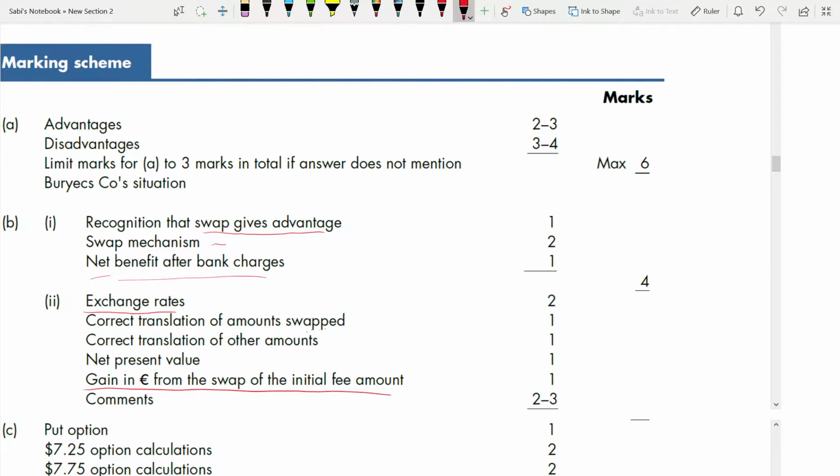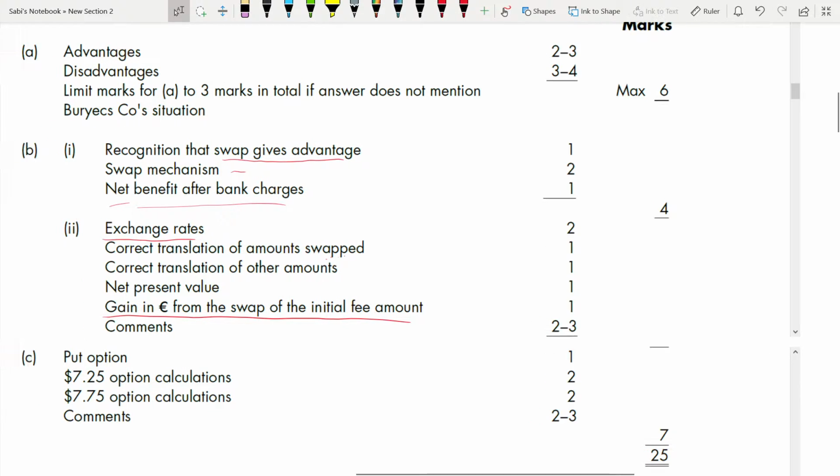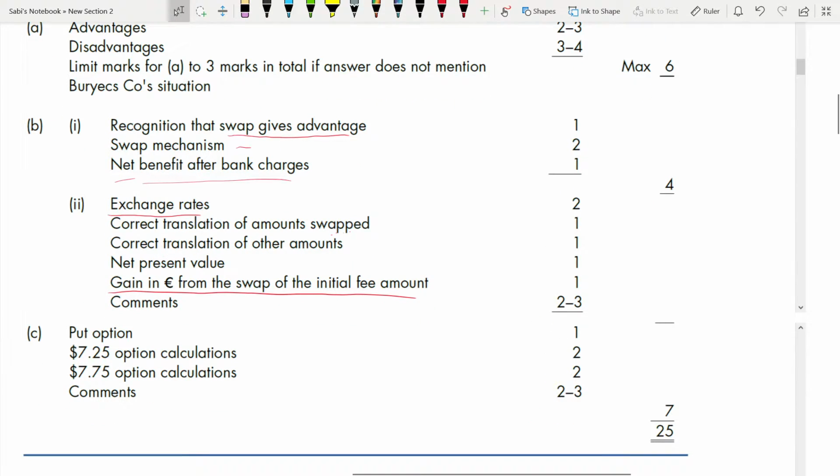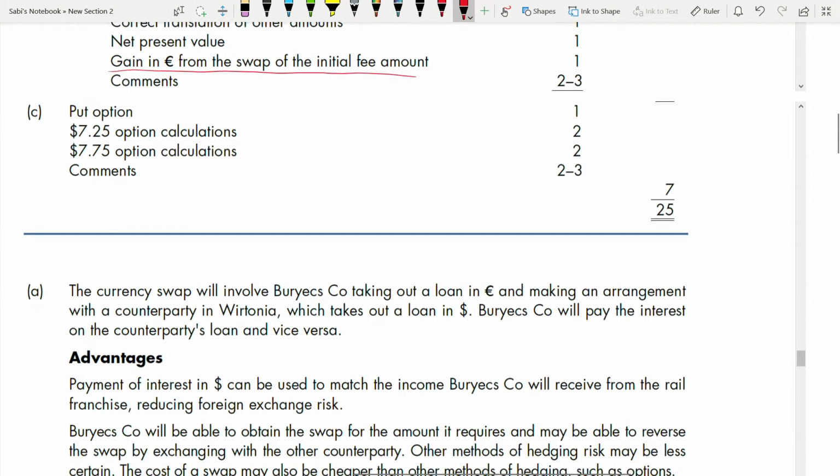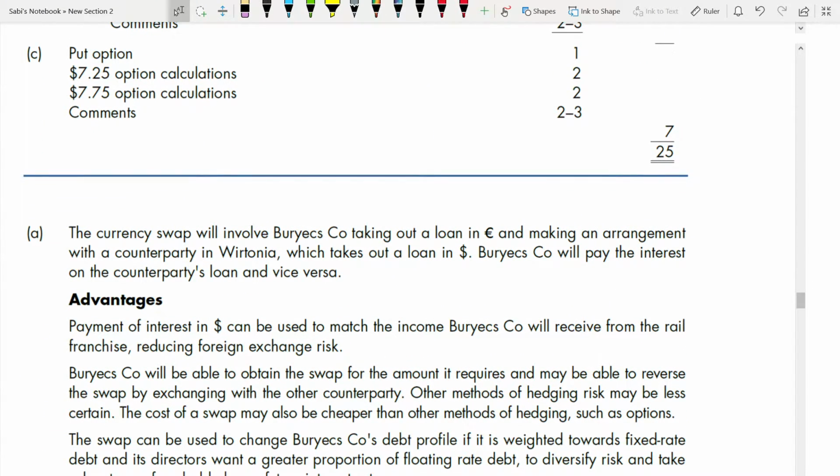You need to comment. And finally, for the option, it is a put option. We'll see how it's a put option. And under both options, and then you have to comment whether put or swap. That's 2 to 3 marks. So now let's start with the first one, advantages and disadvantages of a swap. Quickly, I will go through this. We should not take so much of time.